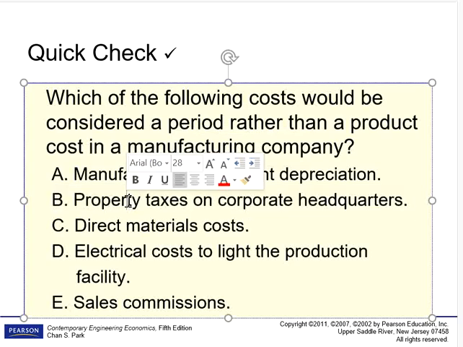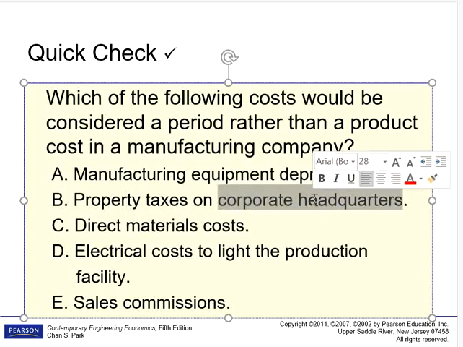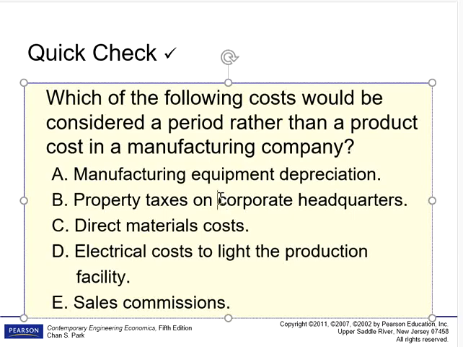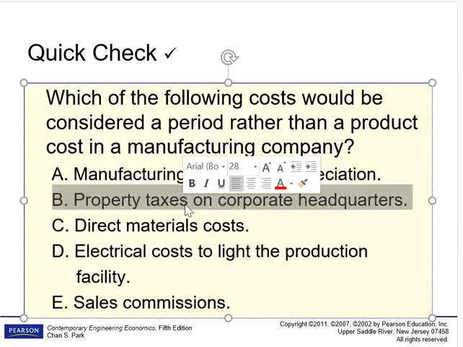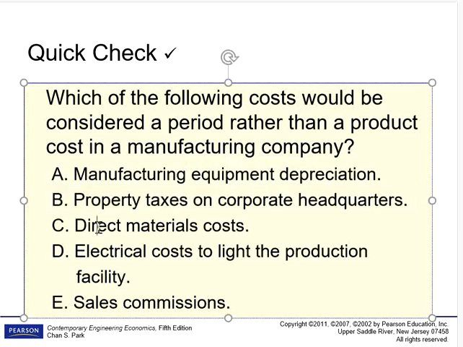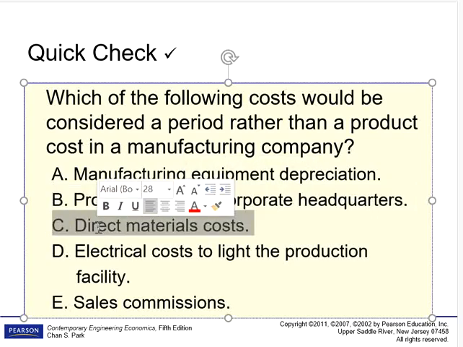Now this one: property taxes on corporate headquarters. There is a property tax given to the government on a headquarter, let's say a Sabiq headquarter in Fanatir, as an example. Is it a product cost or a period cost? Yes, it is a period cost. Why? Because it is a tax on a corporate headquarter, not on a factory. But if it were property taxes on a factory in Jubail industrial city, then it becomes product cost. But here it is a period cost. Direct material cost is a product cost, yes, directly.